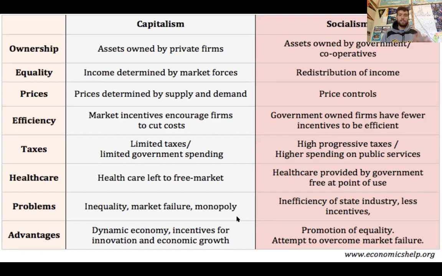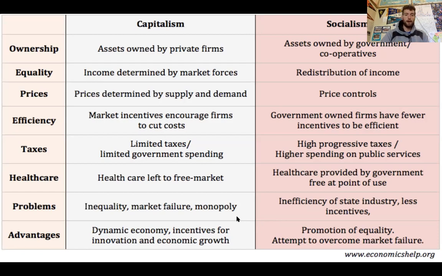Prices are determined by supply and demand. The reason the iPhone costs $1,000 is because it's in such high demand, right? Whereas in a socialist society, there'd be a price control. It's going to cost this much for a phone, $100 per person, okay?